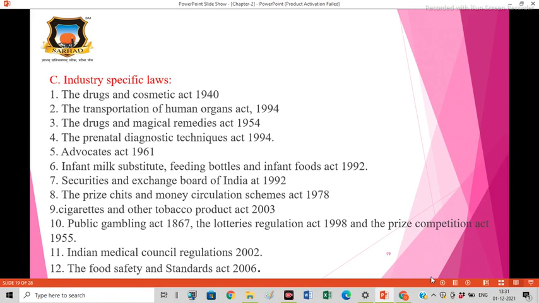the Prize Chits and Money Circulation Schemes Act 1978, the Cigarettes and Other Tobacco Products Act 2003, the Public Gambling Act 1867, the Lotteries Regulation Act 1998 and the Prize Competition Act 1955, the Indian Medical Council Regulations 2002 and the Food Safety and Standards Act 2006. These laws regulate the industry's operations.